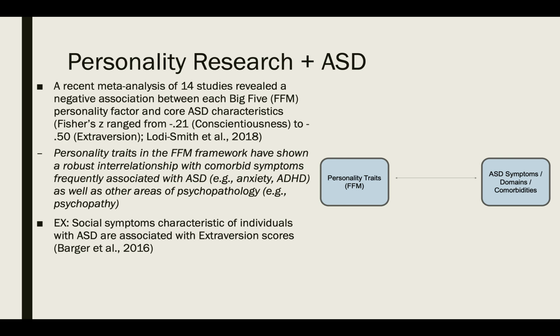Additionally, there have been numerous studies suggesting that core ASD symptoms and comorbidities are associated with personality traits in the five-factor model framework. For example, research has shown that core ASD social symptoms are associated with extroversion. From the personality and ASD literature, it appears that the clinical features that characterize ASD can be mapped onto the personality traits in the five-factor model.